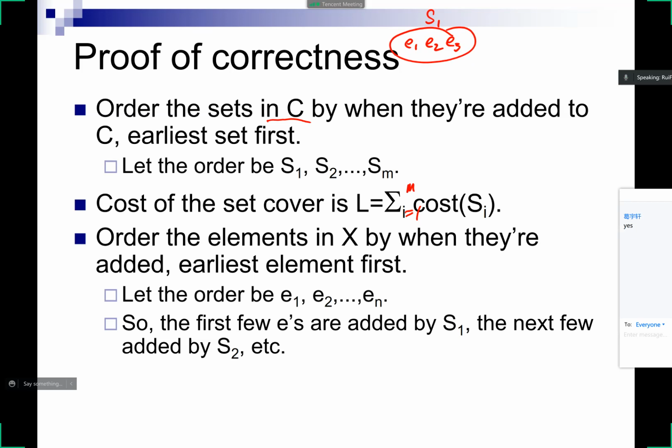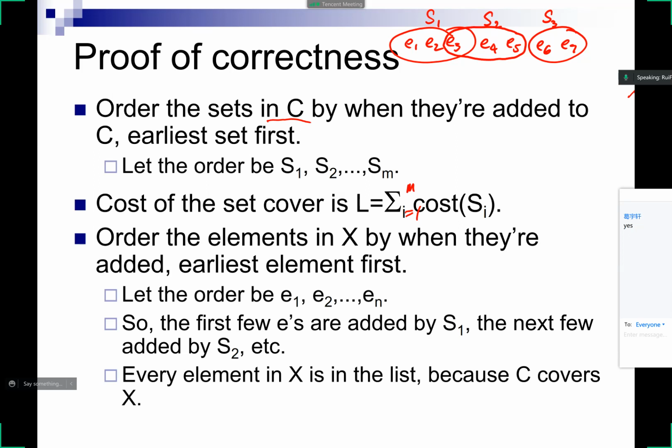Next, let's say you picked set S2, and let's say it also covers E3, but it also covers E4, E5. Then E4 and E5 are the next uncovered elements to get covered. Then let's say you have an S3 over here, and let's say it covers E6, E7. Anyways, we're going to order all of the elements by the order that they are covered.